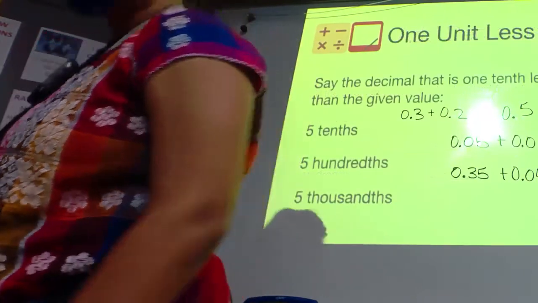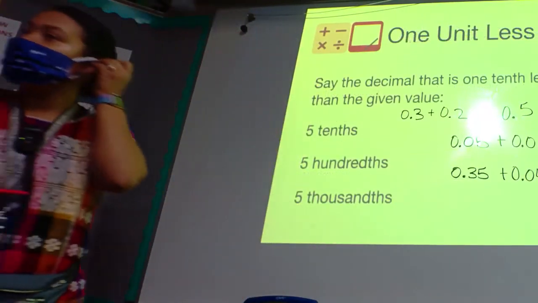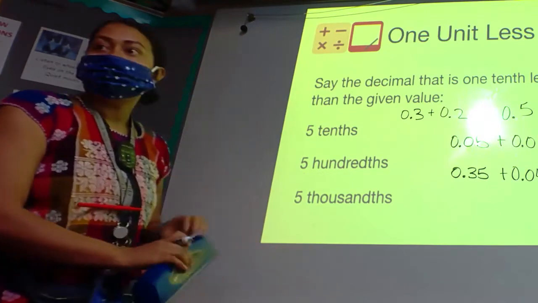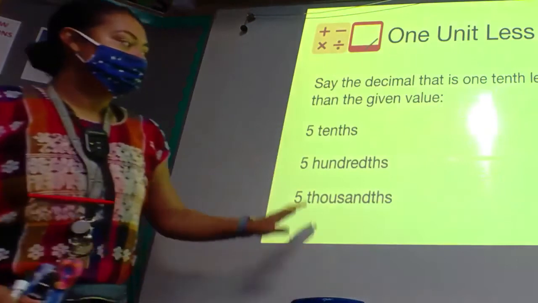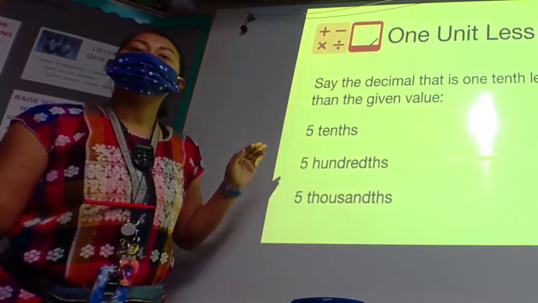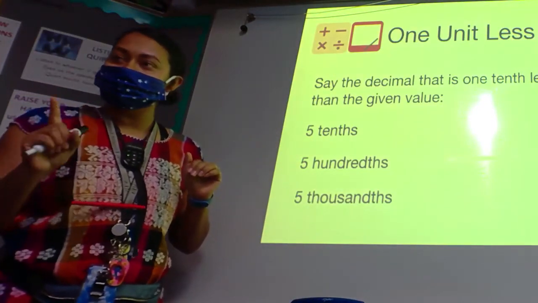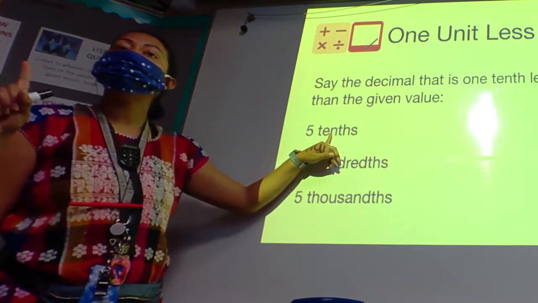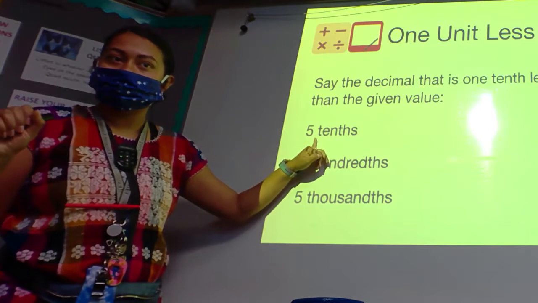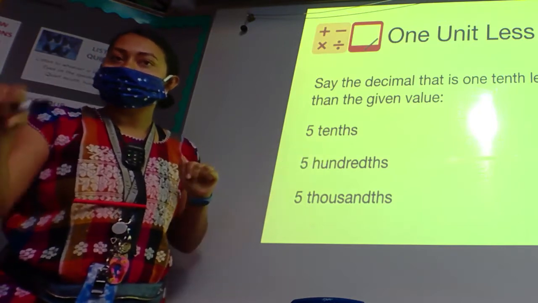Okay, next one is 1 unit less. Mohammed, mouth up, please. Okay, ready? So I'm going to say the unit. You're going to tell me back the 1 unit less than that, and then you write it down. 5 tenths. So what is 1 unit less than 5 tenths? 4 tenths. Write it down.